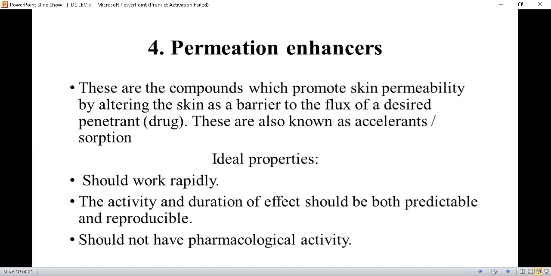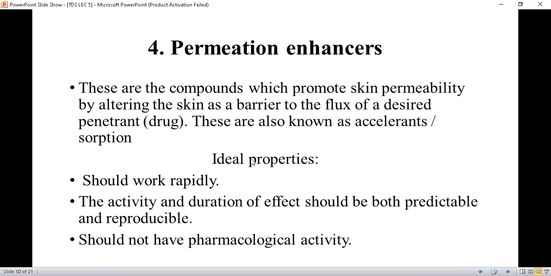By permeation enhancer, we mean that they will alter the permeability of the skin and will penetrate the drug easily. These are the compounds which promote skin permeability by altering skin as a barrier to the flux of a desired penetrant that could be a drug. These are also known as accelerants or sorption promoters. Means permeation enhancers are those components which are included in transdermal formulations to increase the permeability of the skin so that the drug can easily diffuse across the layer of the skin and enter into the systemic circulation. Therefore, permeation enhancers are used.